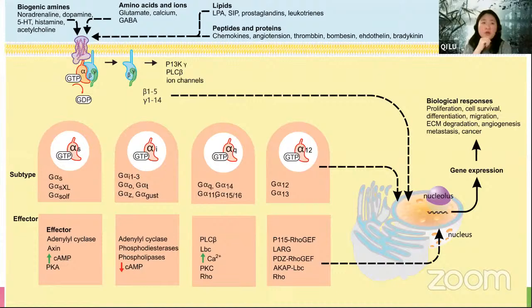For the downstream signal of G protein coupled receptors, there's a huge family with different choices, for example GS, GI, GQ, and G12. GS and GQ will increase the cyclic GMP concentration and increase calcium. GI will decrease cyclic AMP and activate phosphodiesterase. Some downstream signals go through the beta subunit or G12, and go into the nucleus and even turn on gene expression as a downstream signal induced by the G protein coupled receptor.